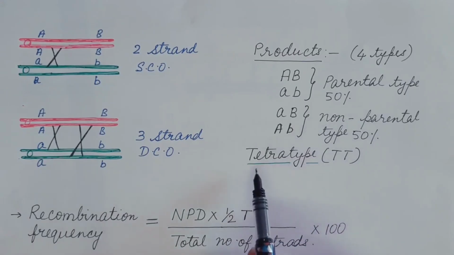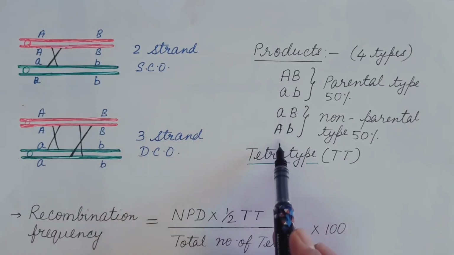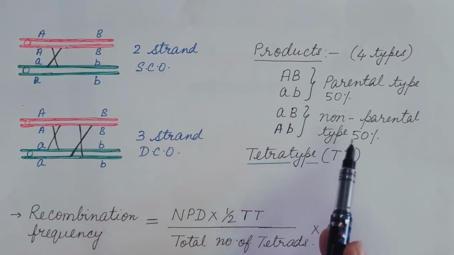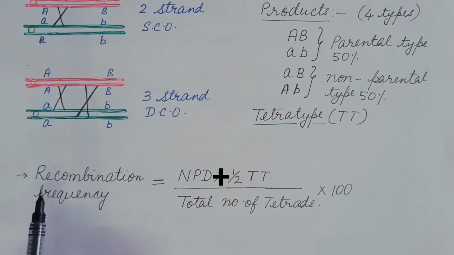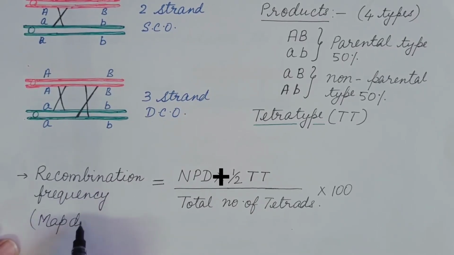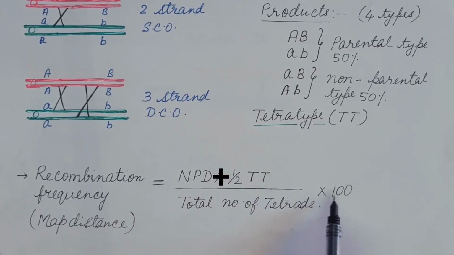This type of tetrad is known as tetratype, or in short TT, because here all the 4 possible genotypes are present in the tetrad, and hence it is known as the tetratype or TT. Now, in order to determine the recombination frequency or map distance, we use this formula: NPD, non-parental ditype, plus half TT, tetratype, divided by the total number of tetrads, times 100.